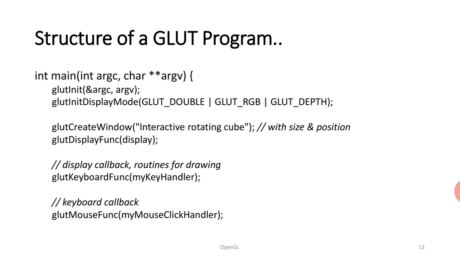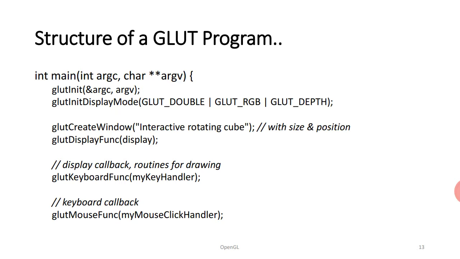The structure of a GLUT program is shown in this slide. It consists of the main function which takes argc and argv, the command line arguments. First you have to call the glutInit function. Next, the glutInitDisplayMode function is called. Then the glutCreateWindow function is called, which provides size and position. Then the glutDisplayFunc function is called. This function takes the parameter display.